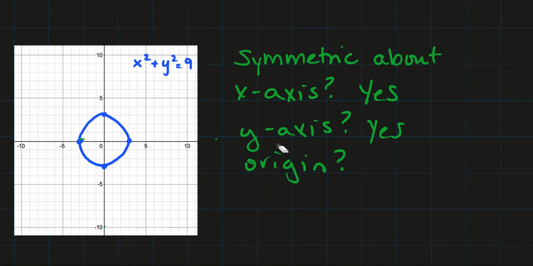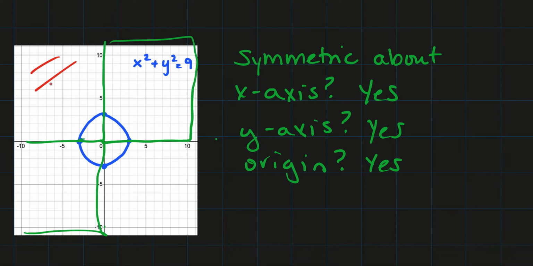Is this symmetric about the origin? The answer is also yes. Whatever you have here, rotate it to this side here, and you can see that these will line up. And then whatever you have here, rotate it and put it here, you'll see that this piece will line right on top of this piece here. So the answer is yes.